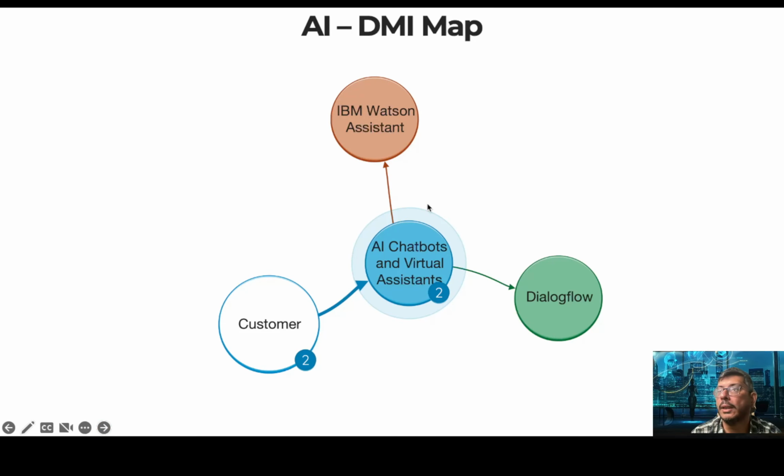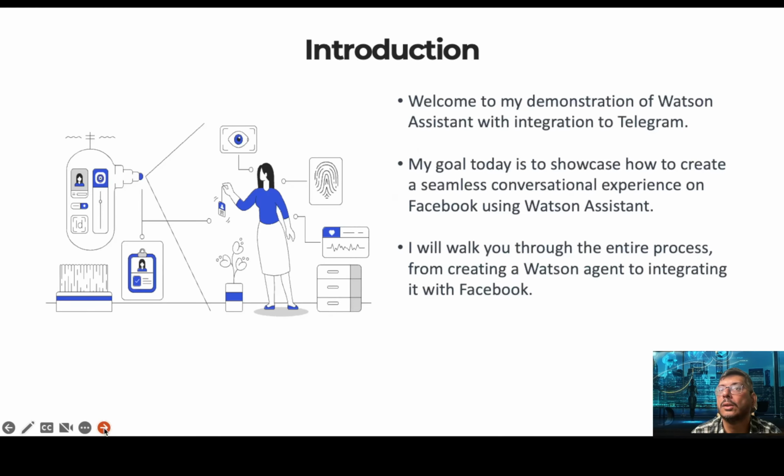So this is a clearer DMI map. We've got the customer dimension, where you've got AI chatbots and virtual assistants. And as I repeat again, Dialogflow is covered. Now today we're going to cover IBM Watson Assistant. So let's go forward. Welcome to my demonstration of Watson Assistant with integration to Facebook. My goal today is to showcase how to create a seamless conversational experience on Facebook using Watson Assistant. I will walk you through the entire process, from creating a Watson agent to integrating it with Facebook.